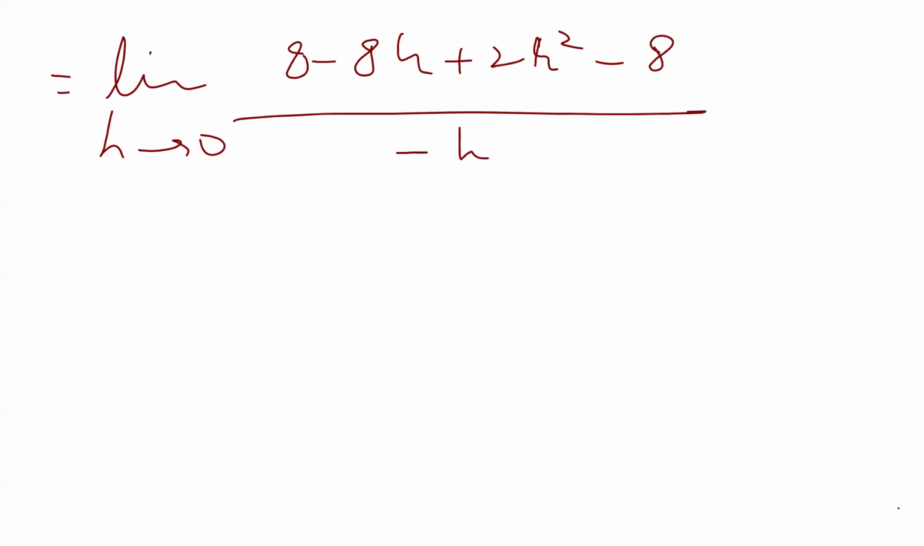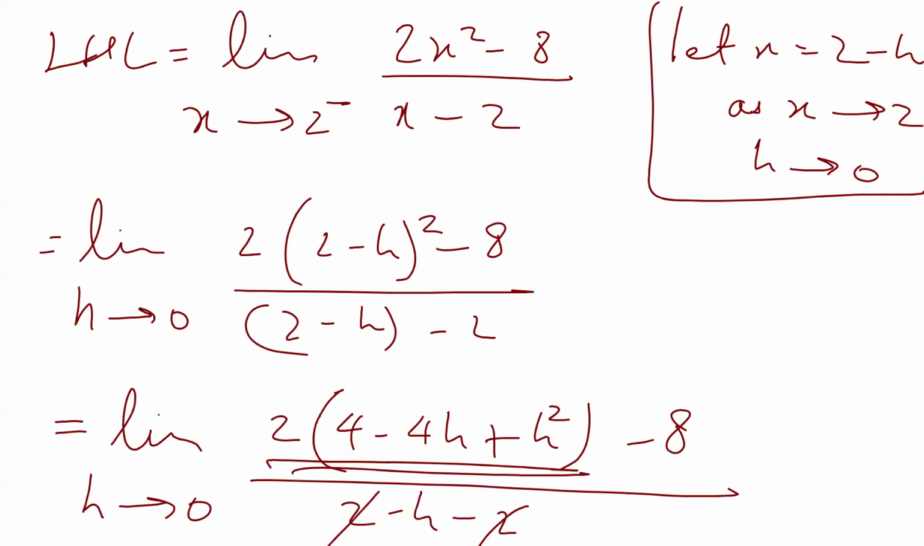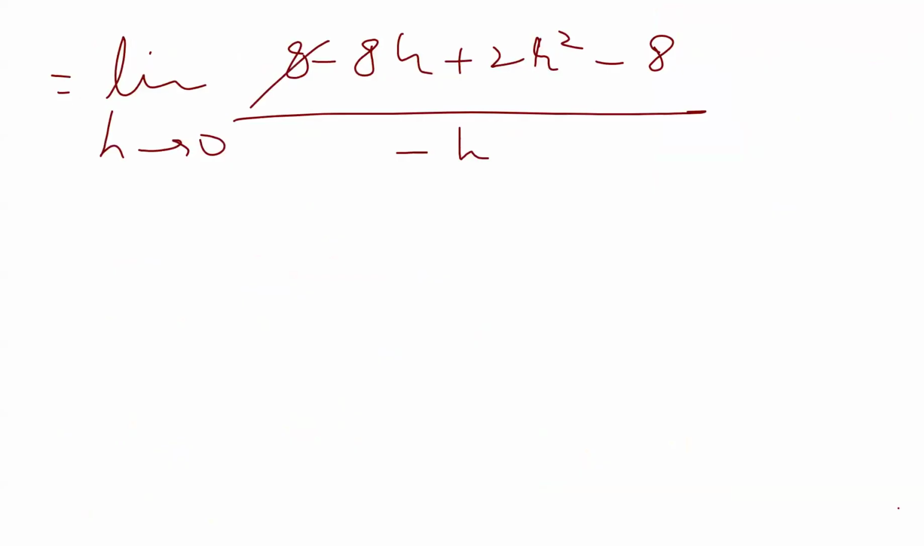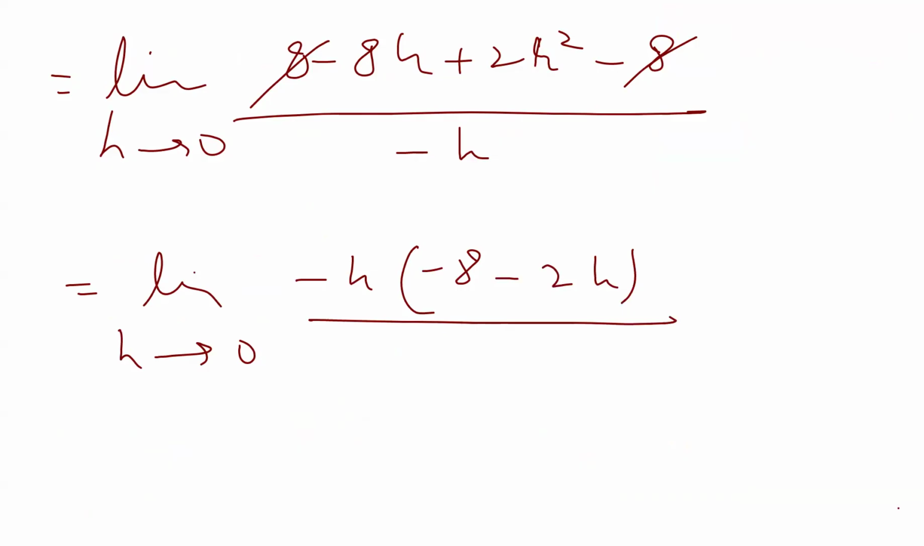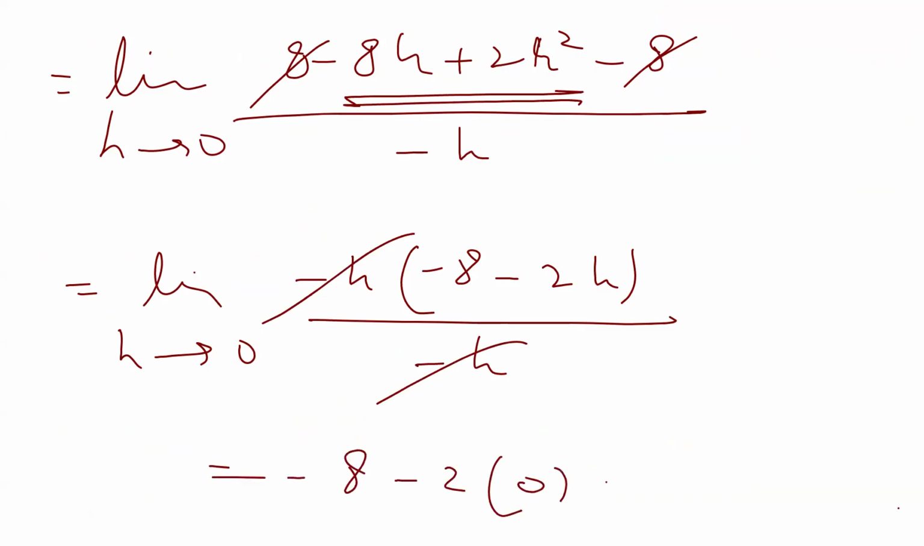I'll show you the previous slide. So this 8 and this 8 is gone. In the numerator, if we take minus h common, so minus 8 minus 2h will be there within the bracket. I'm taking minus h common, so minus h is gone. Minus 8 minus 2 into 0, the answer is minus 8. So now see guys, we got the value of this thing as minus 8. That is question number 21.